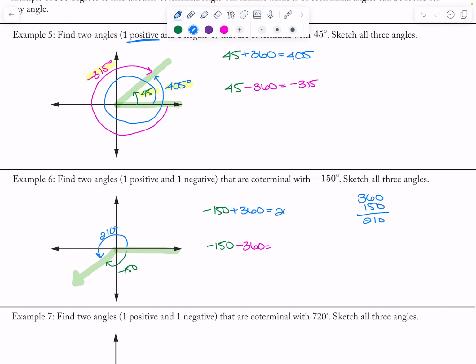And then if I'm going to do the negative one, I'll have to subtract 360. Let's see, 210, subtract off 360, and I get negative 150. So I'm going to go around and back again to get negative 510.